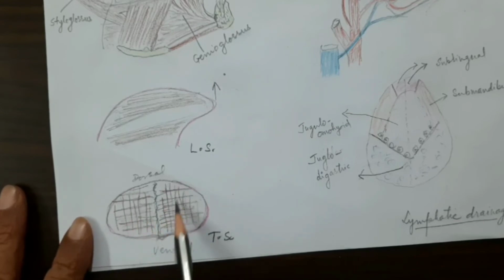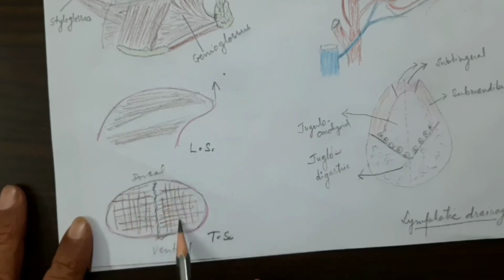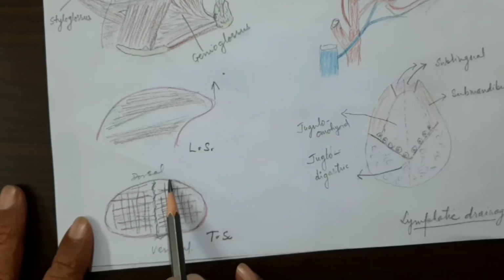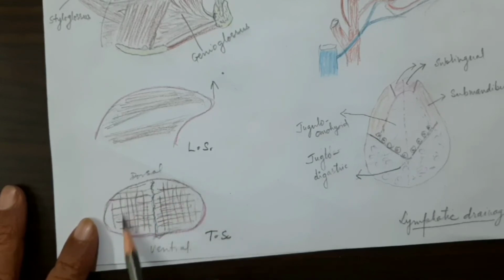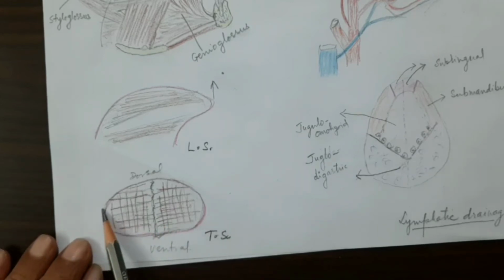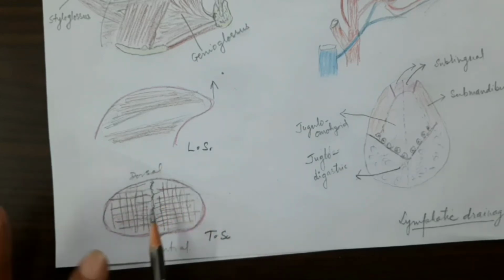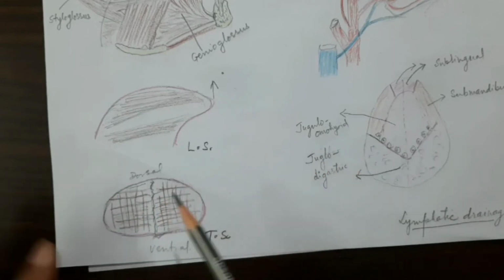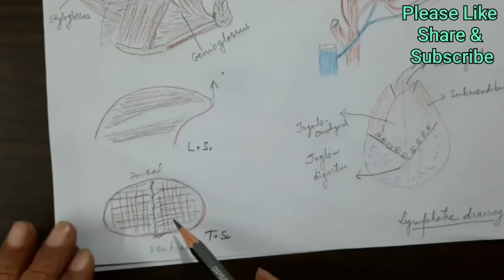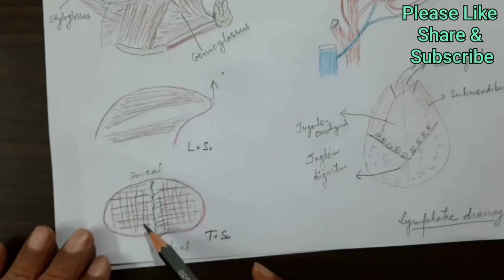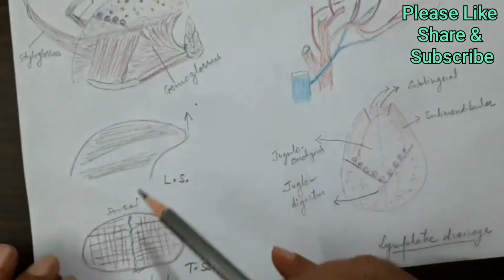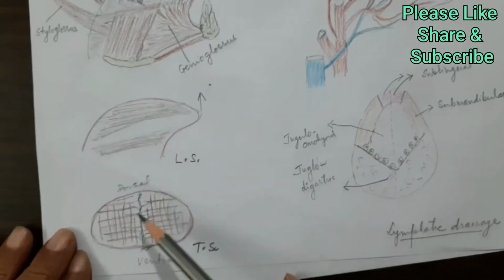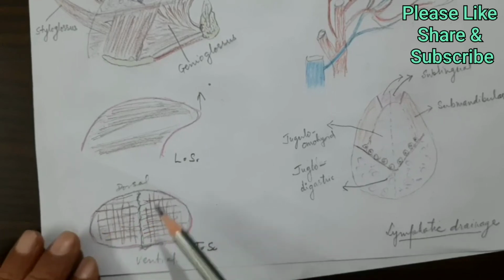Then there is the fourth type of intrinsic fibers, the vertical fibers, running from the dorsal surface towards the ventral surface. When these vertical fibers contract, the tongue will become flattened. This is an action just opposite to that of the transverse fibers. So these were the superior and inferior longitudinal fibers, vertical fibers and the transverse fibers.